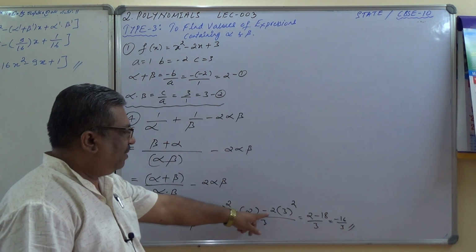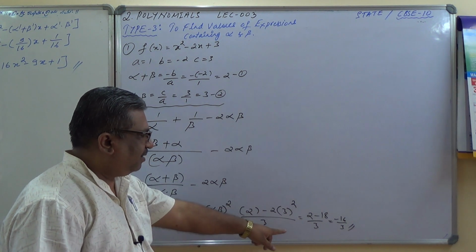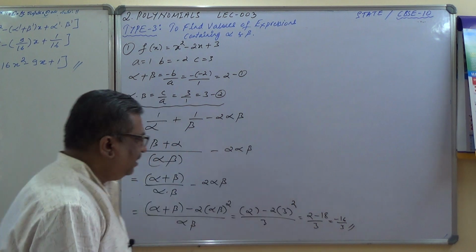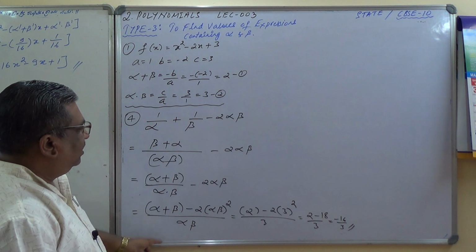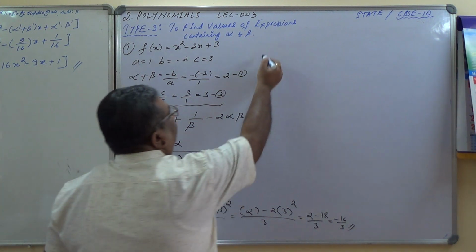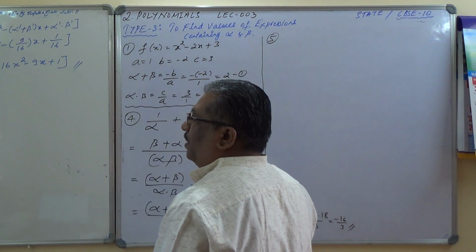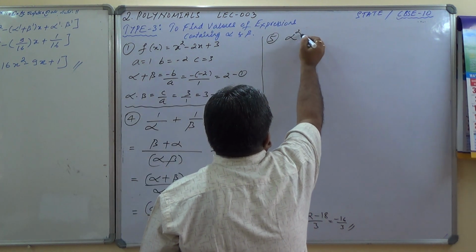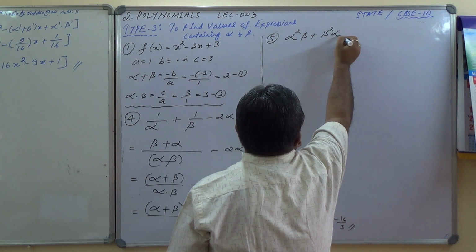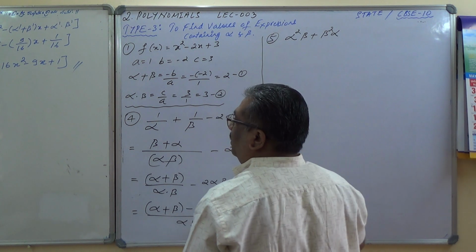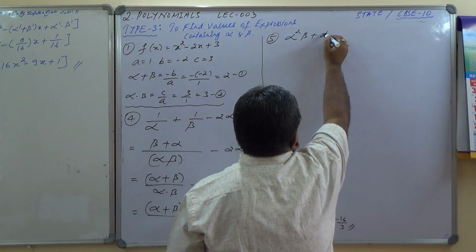Is it clear? 2 minus 3 3s are 9, 2s are 18, minus 18 divided by 3, that's right, minus 16 by 3. This is what I have got, 1 by alpha plus 1 by beta as the value here. Fifth one, another couple of things I'll take. Alpha square beta plus beta square alpha. You got it? Or alpha square beta plus alpha beta square.